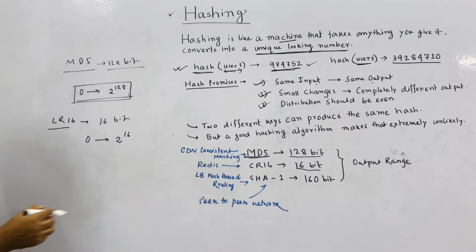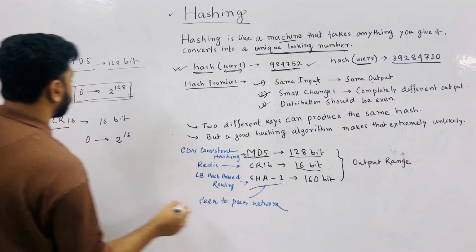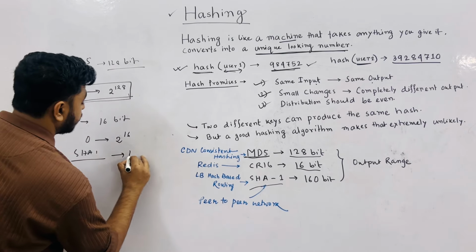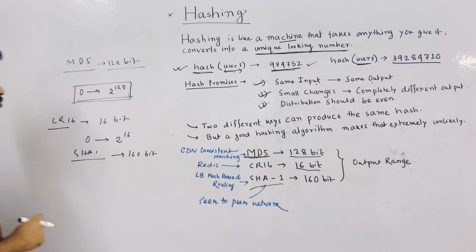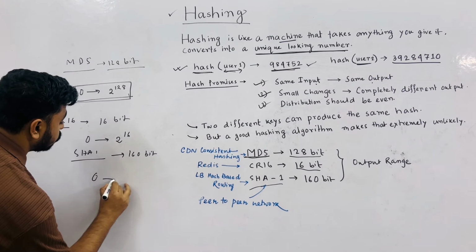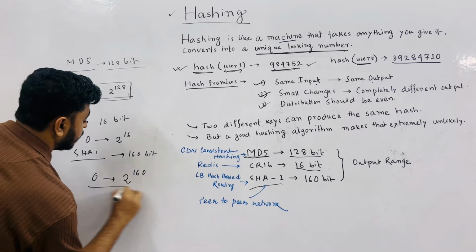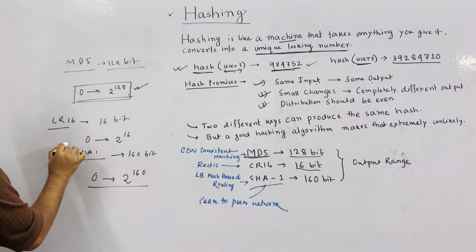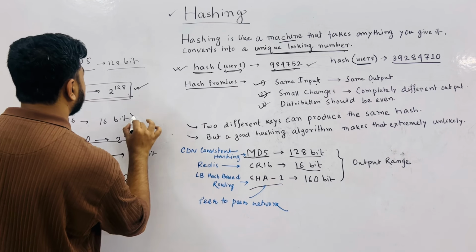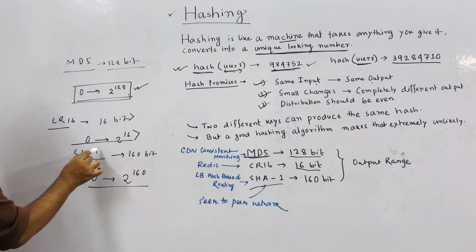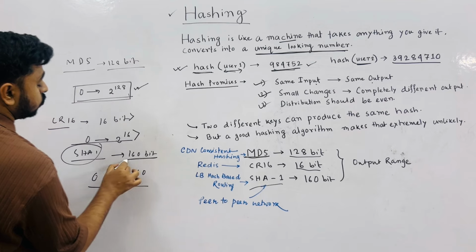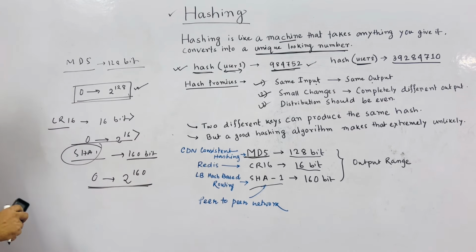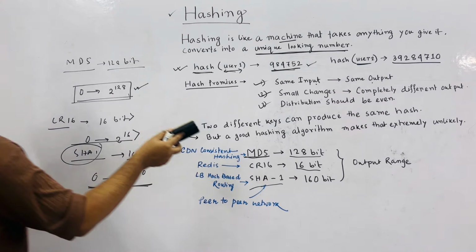Got it? And SHA-1 is a very strong algorithm. The range of its output is large, because it uses 160 bits, so the range is 0 to 2 to the power 160. So the range of SHA-1 is very high compared to CRC16. CRC16 only works with 16 bits and SHA-1 works with 160 bits, that means 0 to 2 to the power 160. So the distribution should be even.